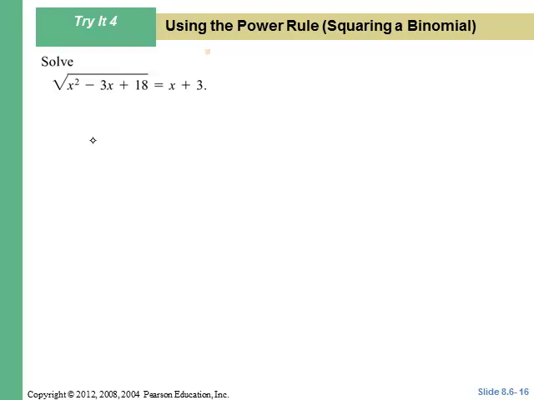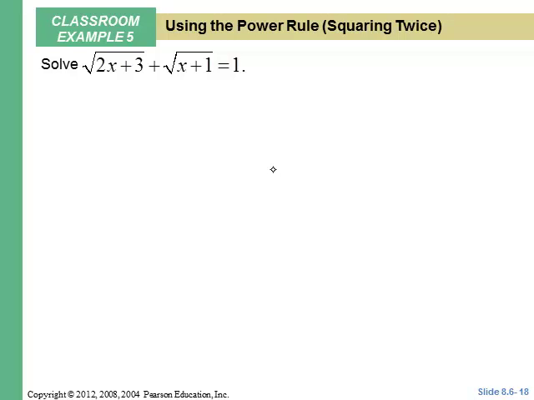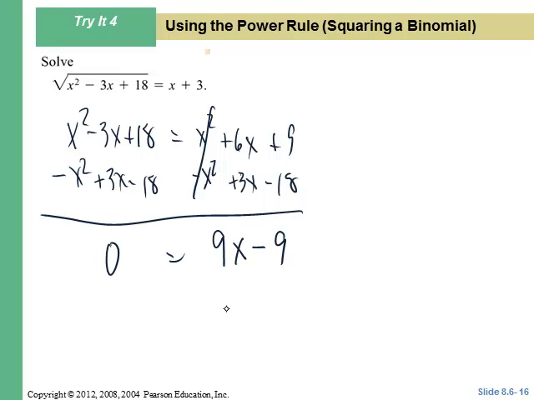Okay, do this one. x squared minus 3x plus 18 equals x squared plus 6x plus 9. Subtract x squared from each side. Add 3x to each side. Subtract 18 from each side. You have 0 equals, these cancel, 9x minus 9. Factor 9 out, you're left with x minus 1, so x equals 1.